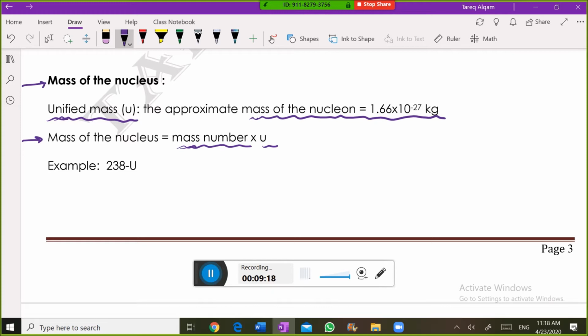Okay, the mass of uranium-238 is equivalent to 238 times 1.66 times 10 to the power minus 27. Right? So this is the mass, or in this way we can find the mass of the nucleus.